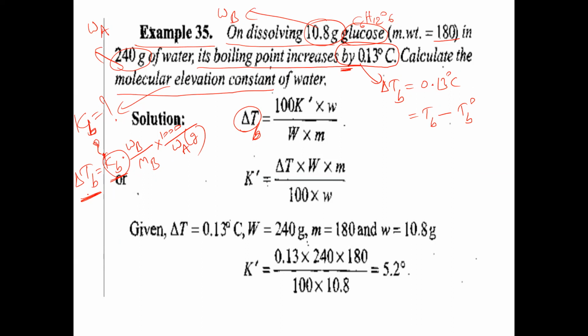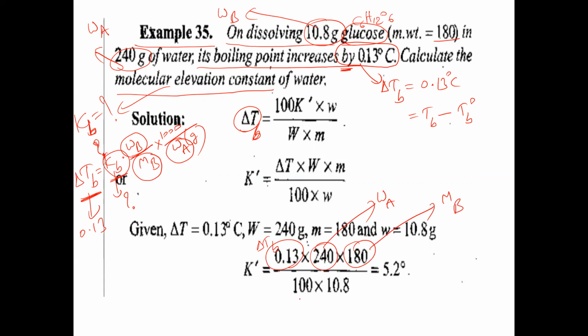Delta TB is given as 0.13, and Kb value we have to calculate. Weight of solute is 10.8, gram molecular weight of solute is 180, weight of solvent is 240. All the values are given to you. So on substituting, 0.13 is delta TB, 240 is weight of solvent, and 180 is gram molecular weight of solute.